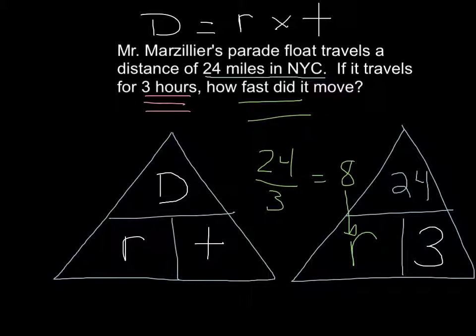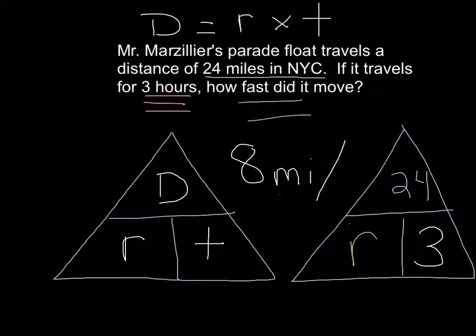Now the only other thing that you have to remember is that when we talk about these answers, and we talked about this in class today, you have to be very careful because they need labels, right? So speed is always really measured in two things. It's distance and it's time. And that's going to come from the problem. So the distance here was miles. So it travels 8 miles, which I'll abbreviate with MI, per time. And time was measured in hours. So the other value that we're going to compare it to is hours. So the parade float travels 8 miles per hour.